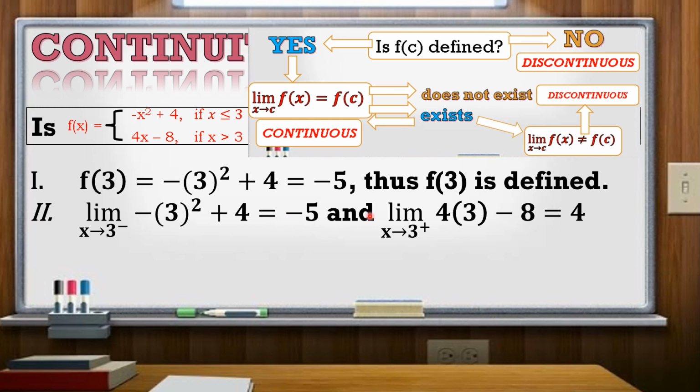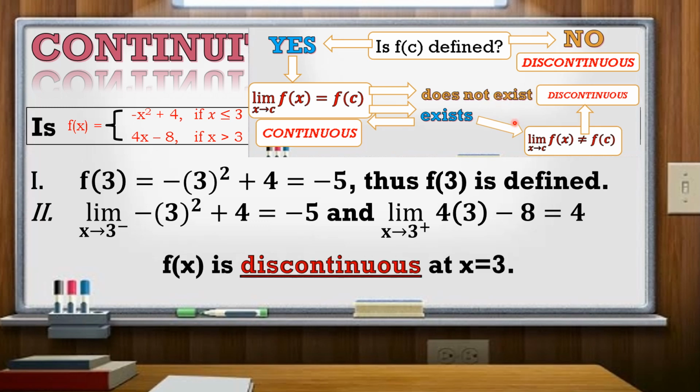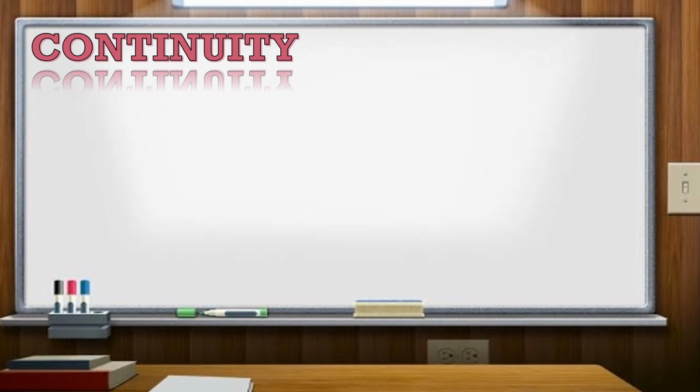Then we will compare your two hand limits. Magkapareho ba yung left at saka yung right? Yung left natin, we get negative 5 at yung right naman natin is 4. Magkapareho ba? They are not equal. Thus, the limit does not exist. Ibig sabihin, discontinuous na po yung sagot natin. So f of x is discontinuous at x is equal to 3. Another example.